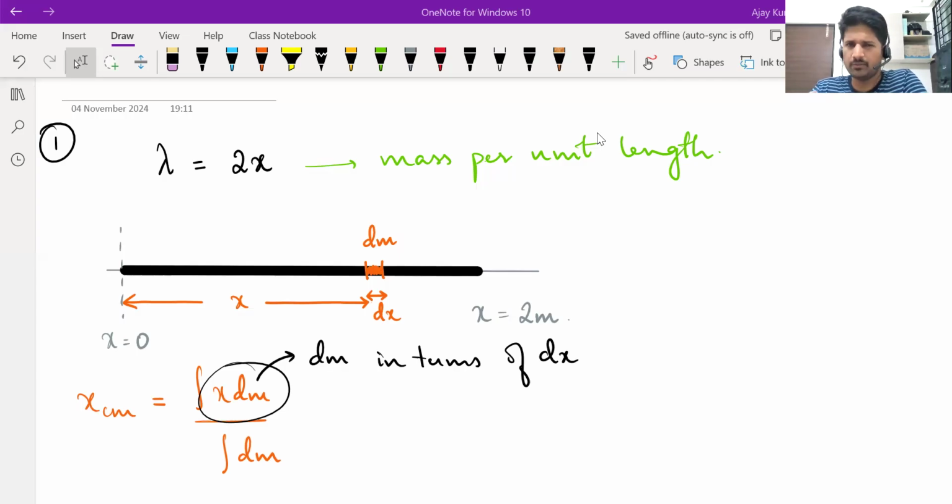Okay. Maybe if you put x as 2, your answer is 4 by 3. 4 by 3 is more than 1. So it's in the right side, right half of the rod. We'll see. We'll see. Others, any answer?